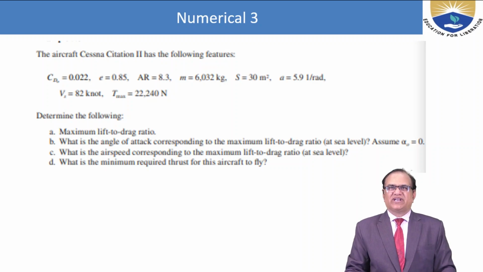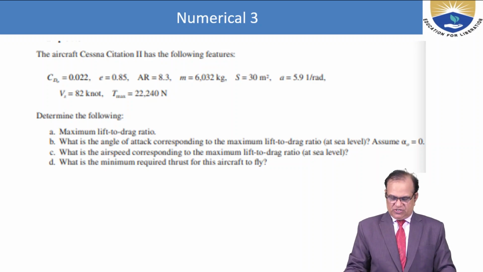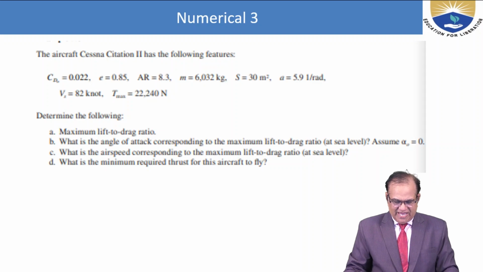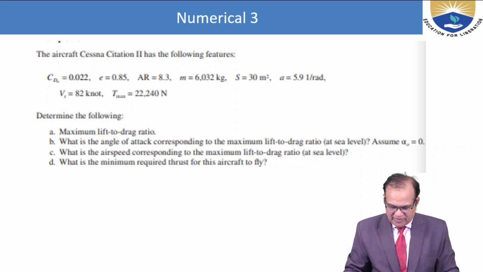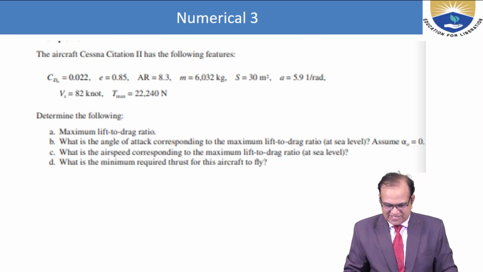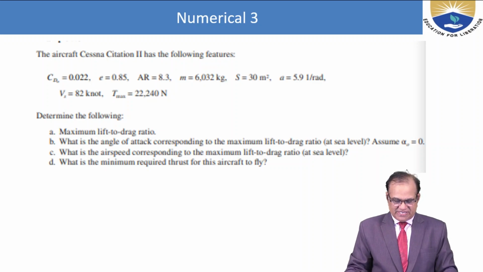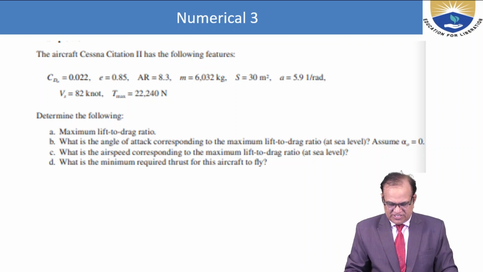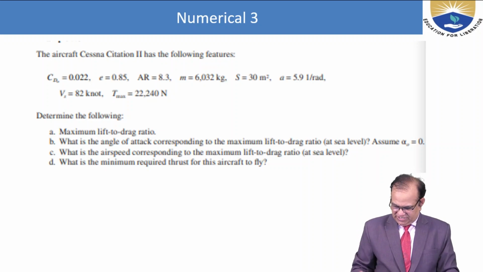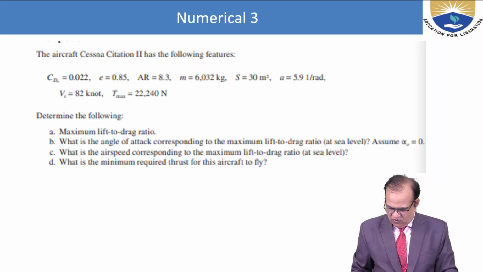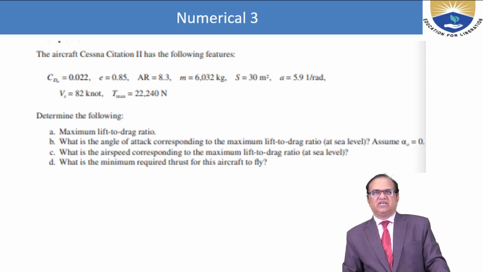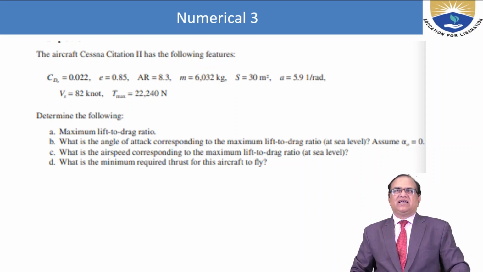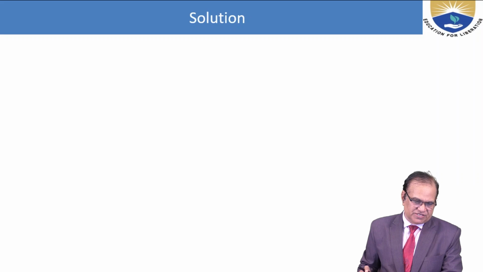What is the angle of attack corresponding to the maximum lift to drag ratio at sea level? Assume alpha is equal to 0. What is the airspeed corresponding to the maximum lift to drag ratio at sea level? What is the maximum required thrust for this aircraft to fly? So these are the A, B, C, D, 4 problems asked in this given data, and we will be trying to solve this problem.